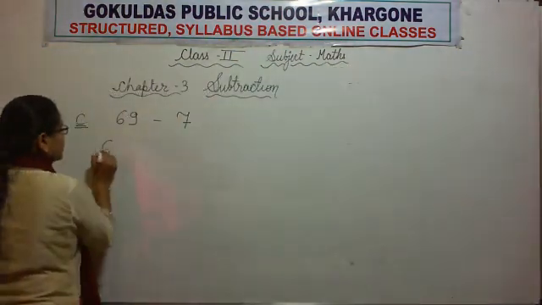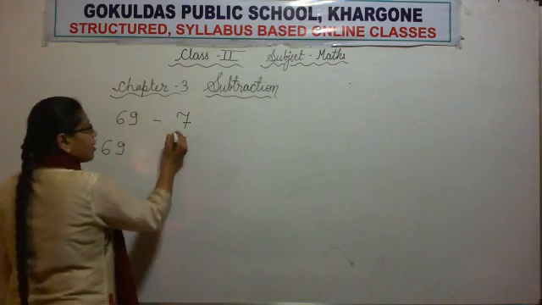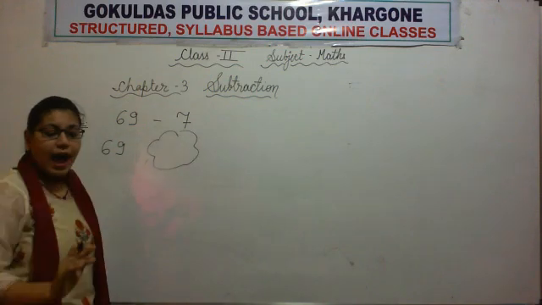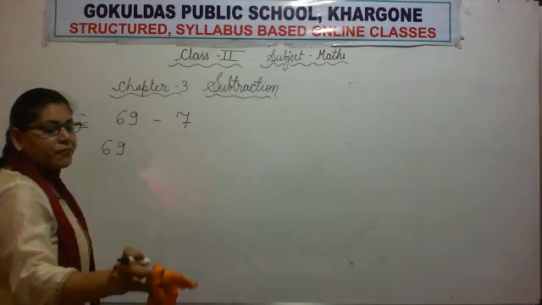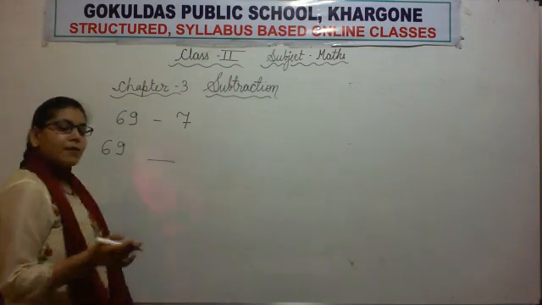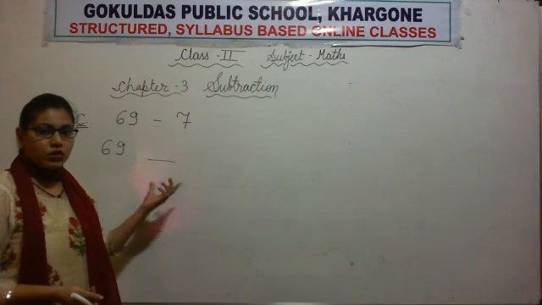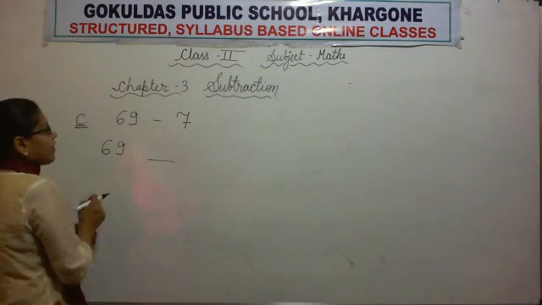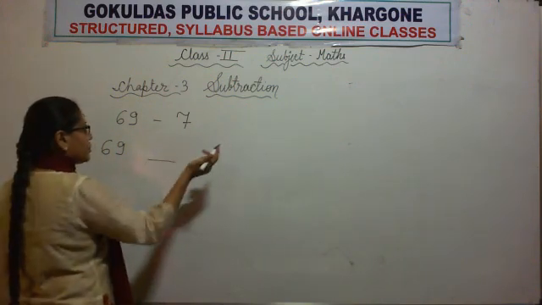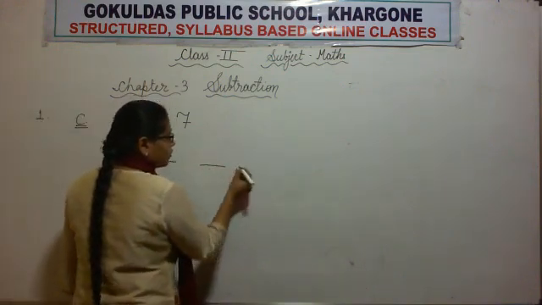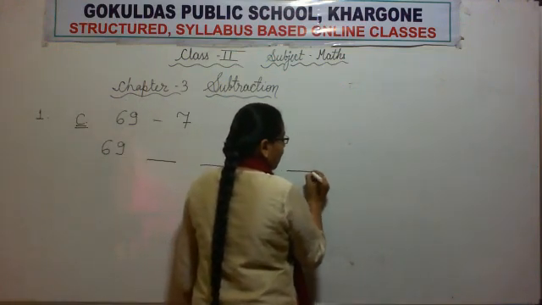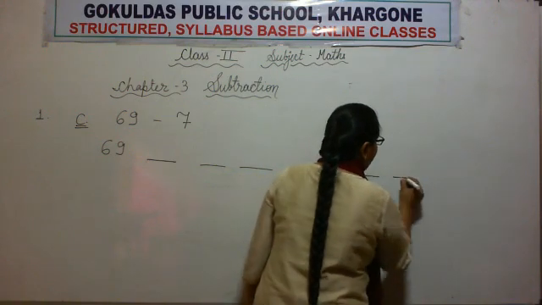So first of all, 69 is there. In your book some clouds are there. I am making these blank places, writing a dash line in the place of the clouds. Okay. So 7, we need to count 7 times backward. So we will make 7 blank places: 1, 2, 3, 4, 5, 6 and 7.